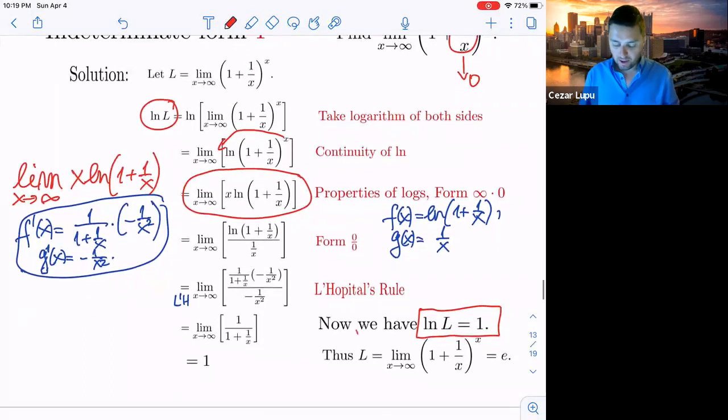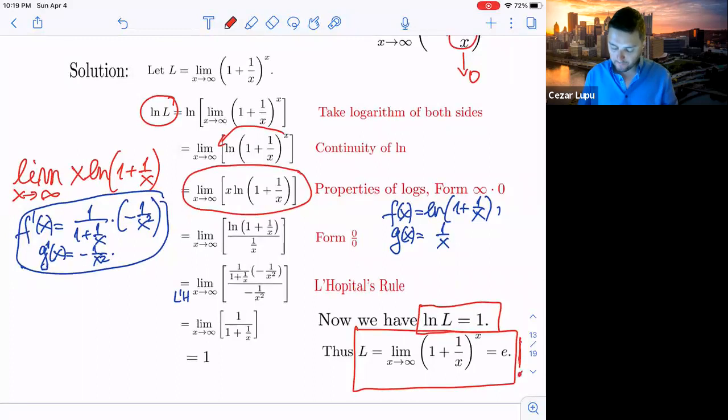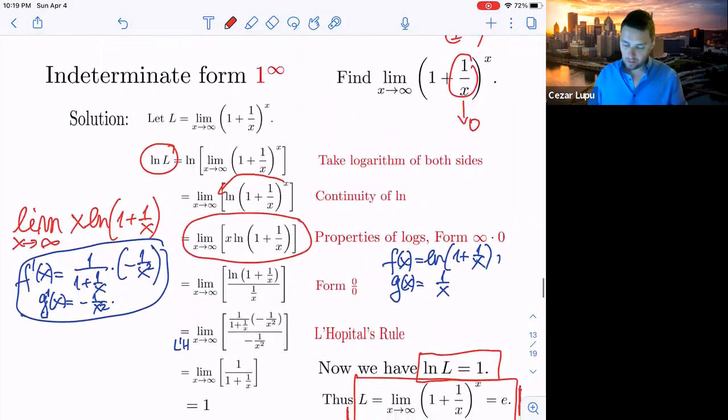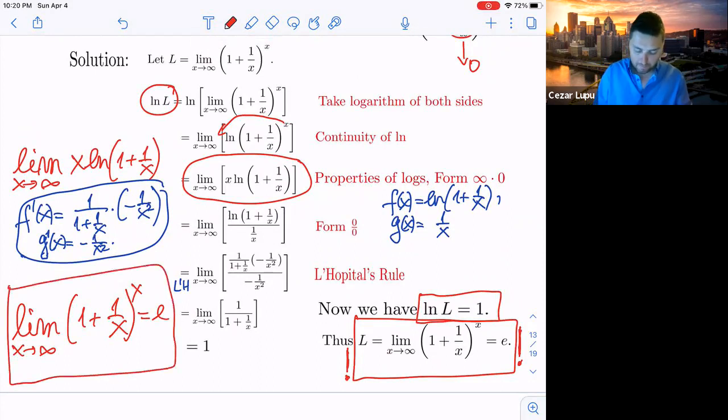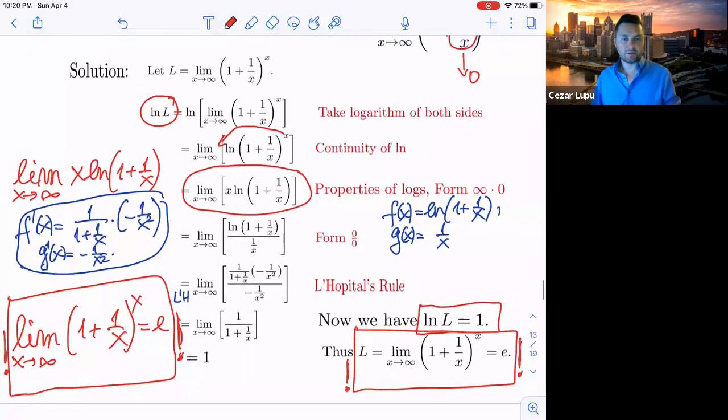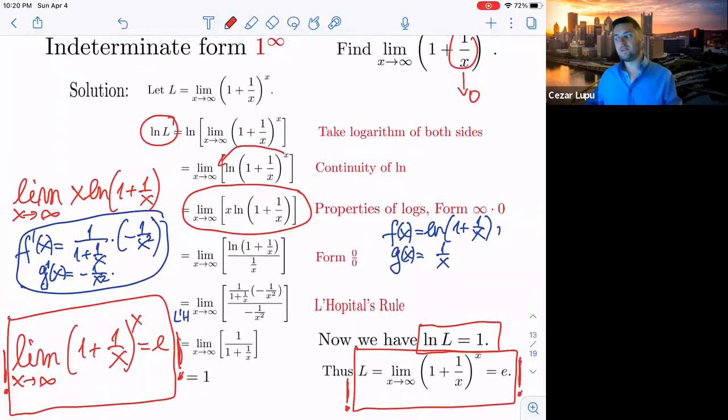So in other words, we have this big, beautiful result right here. Let me write it again. The limit as x approaches infinity, and that's a good thing for you to know, of (1 plus 1 over x) to the power x, is e. This mysterious number e. So that's what you need to know. So that's the procedure for finding this limit. Now let's see more examples with the indeterminate form 1 to the power infinity.